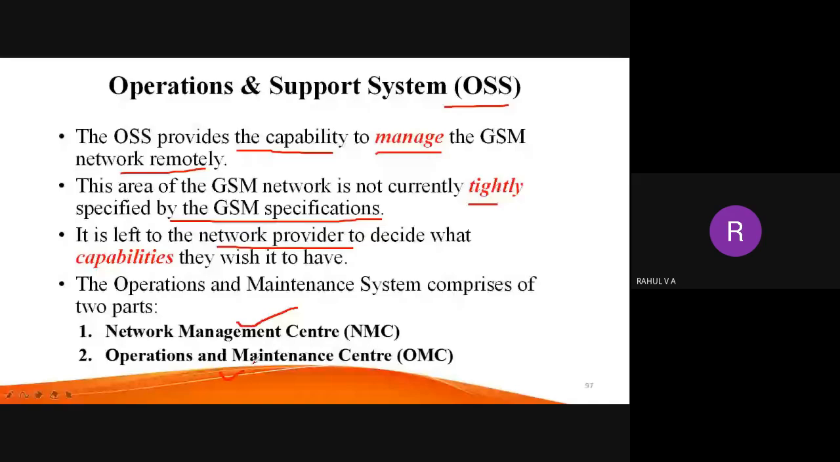This operations and support system is classified into two: network management center and operations and maintenance center. This is the difficulty in this particular topic, you have to learn a lot of terms. NMC means network management center. OMC means operations and maintenance center. BSS means base station subsystem. NSS means network switching subsystem.